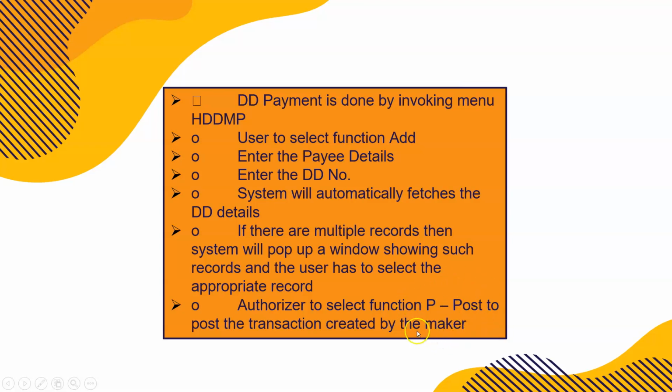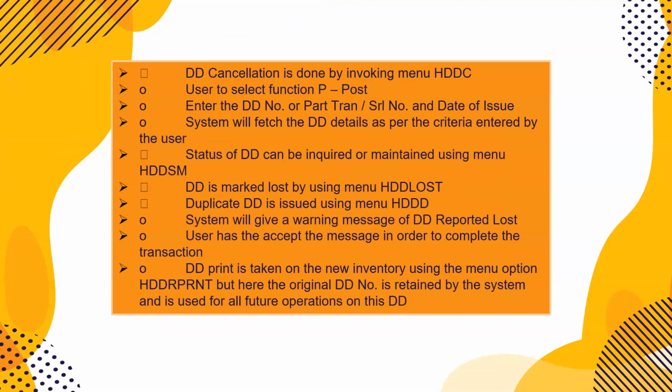When we issue or when we make a payment, the maker has to do add and the verifying authority has to do P, post here, right? Not V here in case of draft, right? So DD cancellation is done by invoking menu option HDDC, that is a command, note it down. Post for printing, when we cancel, function P, right? Enter DD number, part TRAN, serial number, date of issue. System will fetch automatically all the details entered in the server when it was issued.